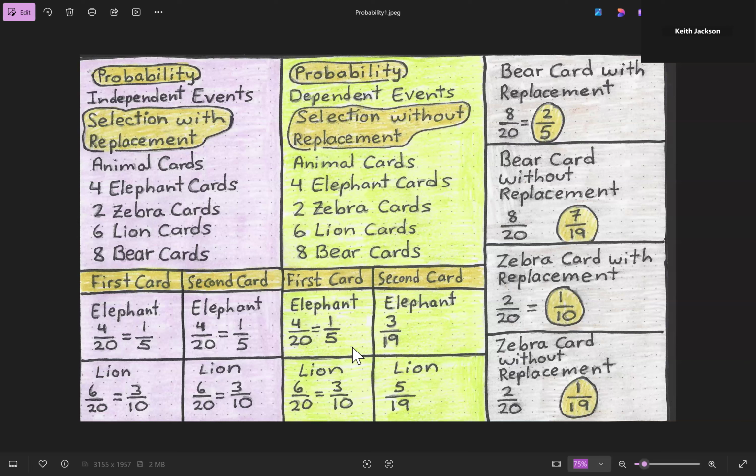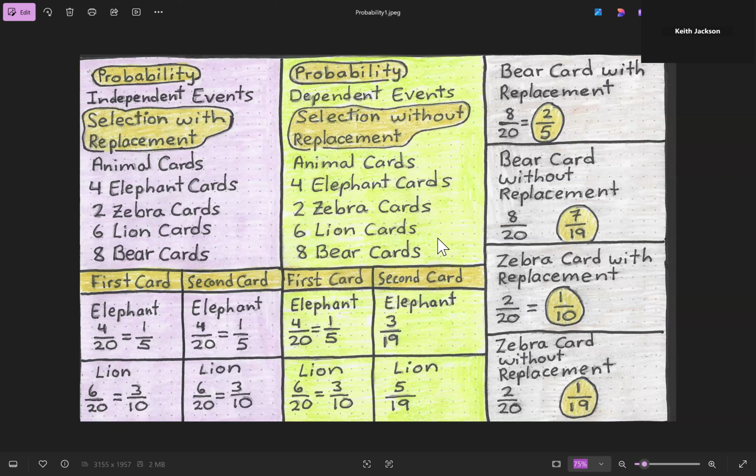And the same is true for any card that you select out of the hat. And so let's use lion again. Let's say if you wanted to select a lion card, you have 6 out of 20, which equals 3/10ths. But if you left that card out of the hat, you left it off to the side on the table, your chances of selecting a lion card would become 5 out of 19 because your first selection affected the probability of the second selection because you didn't put the card back.